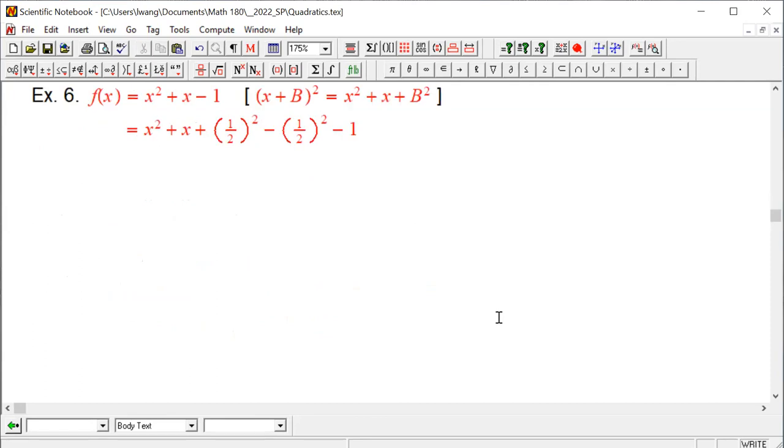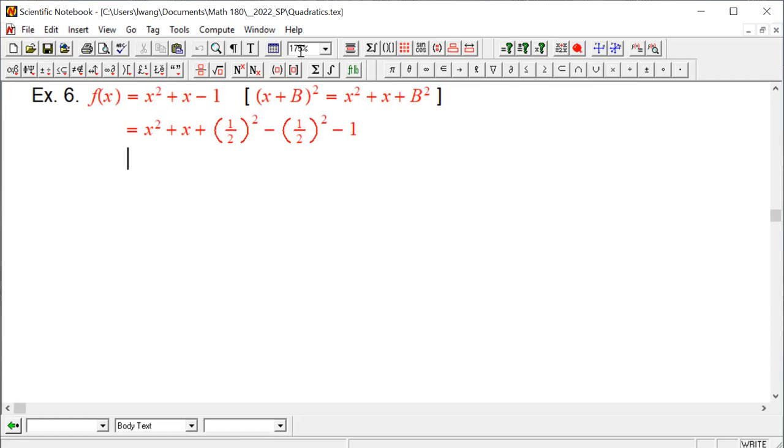Here we use exactly that pattern, even though this is not in the familiar form. No problem, no fear, right? You just look at these two. The term before x is 1. So you take that 1 divided by 2 and you square it. So you found your b, and you add this perfect square to make the perfect square, and you subtract it. You subtract the same number you added to maintain the equal sign. I hope this is super clear now.